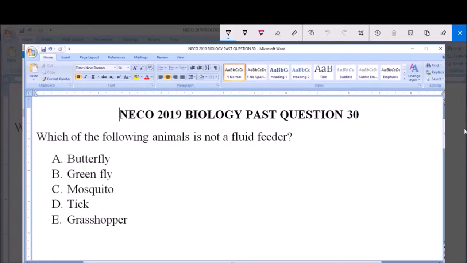I will be answering NECO 2019 biology past question 30. Which of the following animals is not a fluid feeder? A. Butterfly, B. Green fly, C. Mosquito, D. Tick, and E. Grasshopper. So the question is which of the following animals is not a fluid feeder.